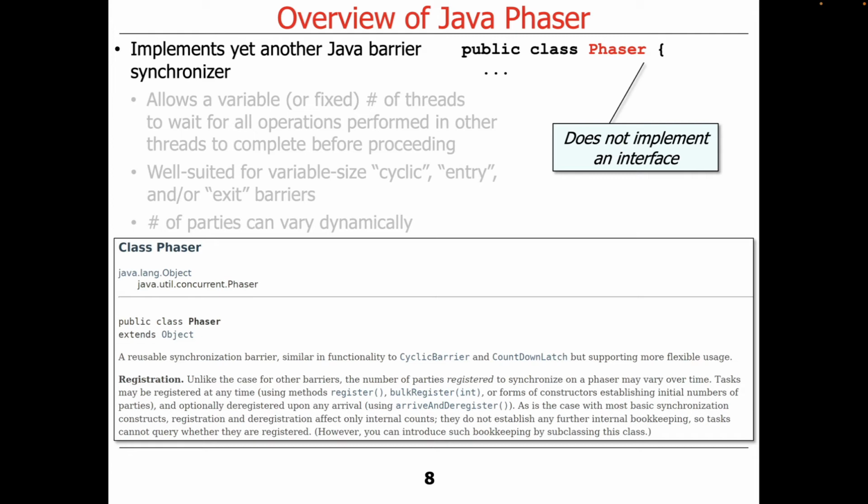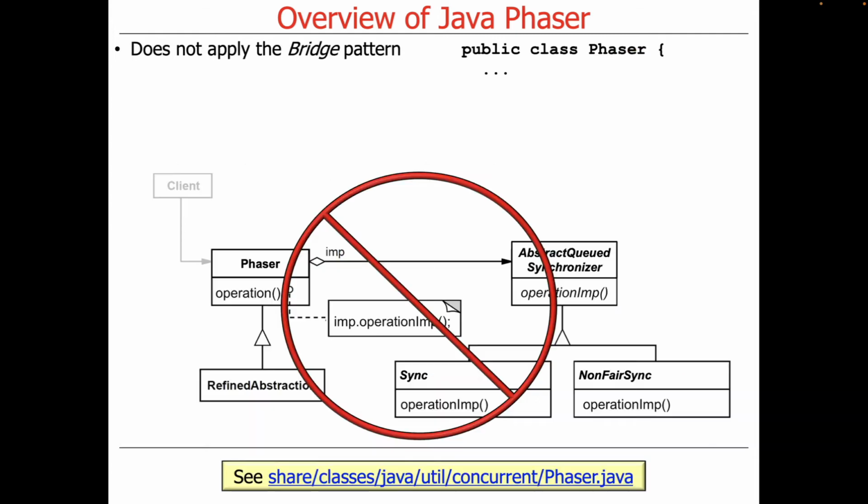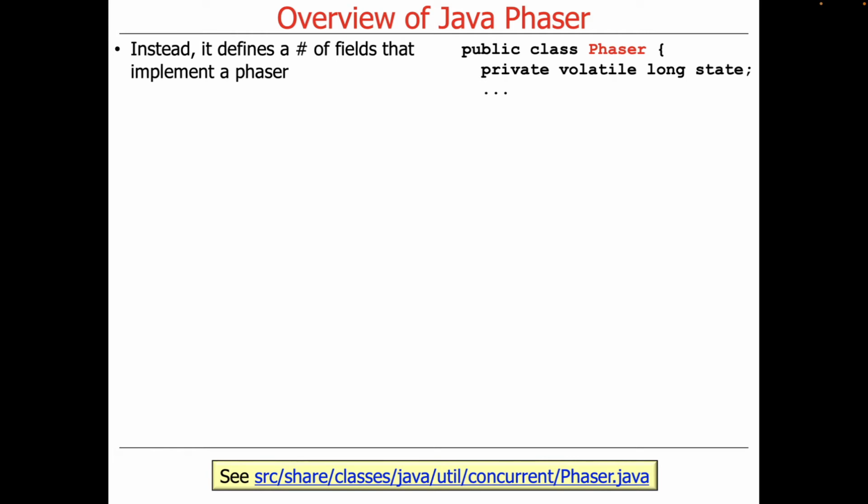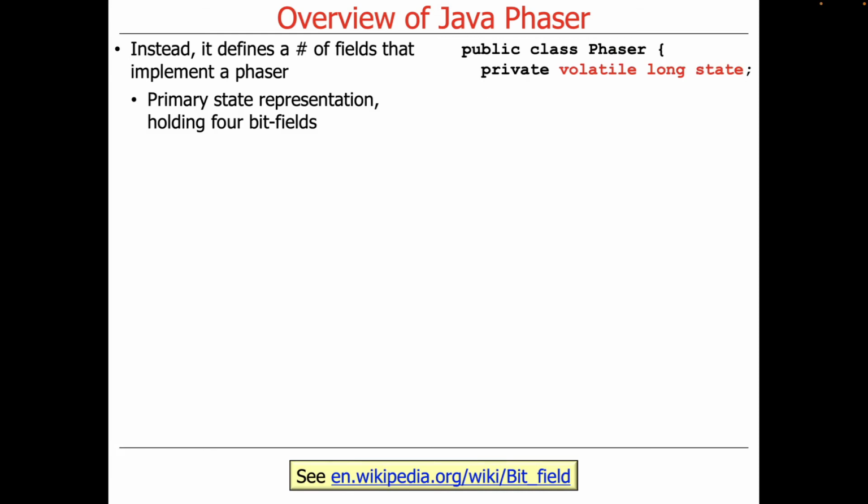A Phaser does not implement any interface, just like a CyclicBarrier does not. It does not apply the bridge pattern. It does not apply the AbstractQueuedSynchronizer framework. Instead, it defines some fields, and in particular one field that is used to provide the semantics that a Phaser needs. And it's a very interesting field. The Phaser has a volatile long. Anytime you see something called volatile long, the first thing that should come to your mind is, I bet they're going to be packing bits into this and doing atomic operations on it. And that's exactly what's going on there.